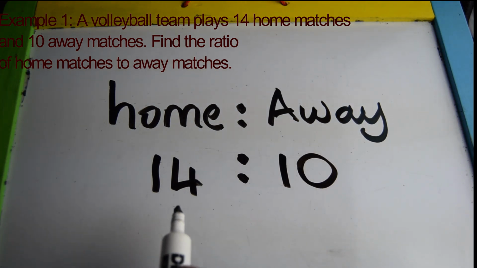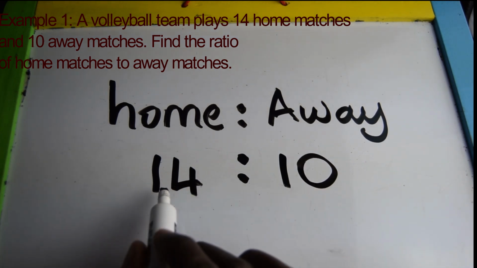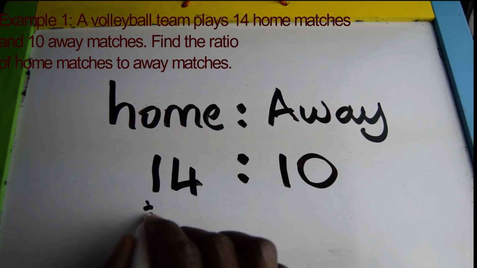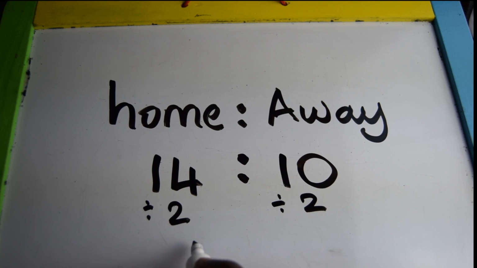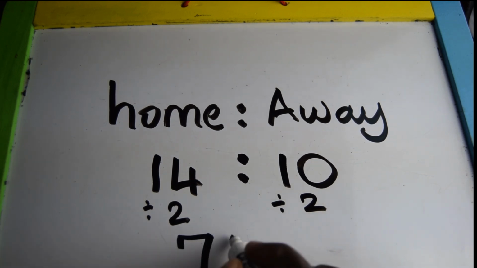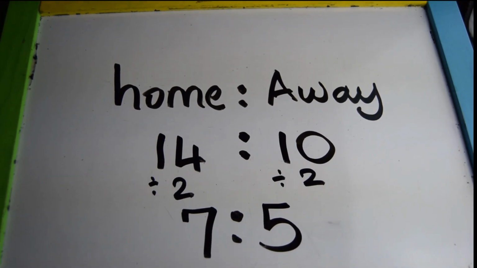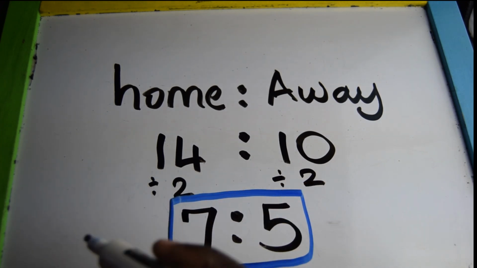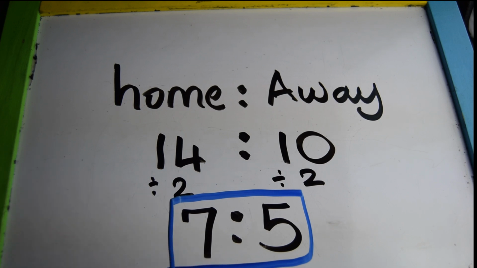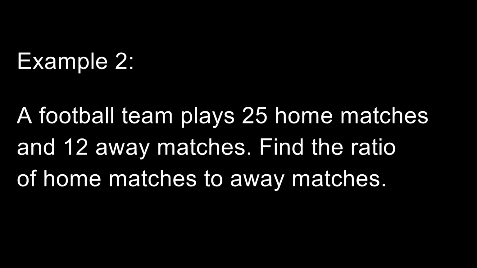Or you can simplify this. What number is common between 14 and 10? If I divide this by 2, and I divide this by 2, my ratio will be 7 to 5. And this is your answer. So you can say that this team has 7 home matches to 5 away matches.